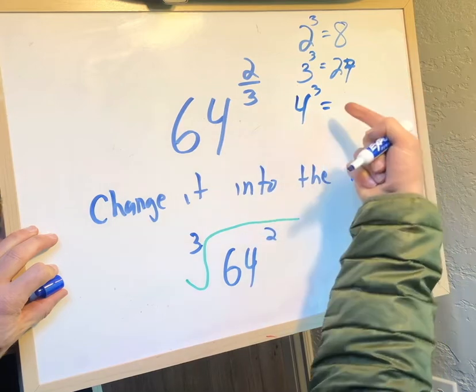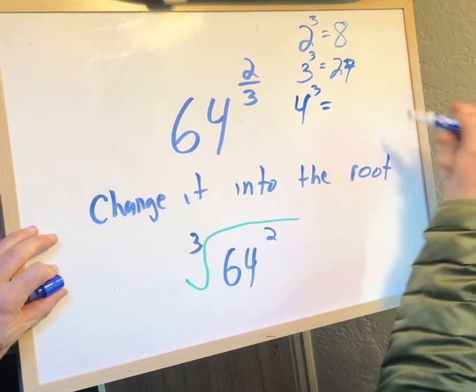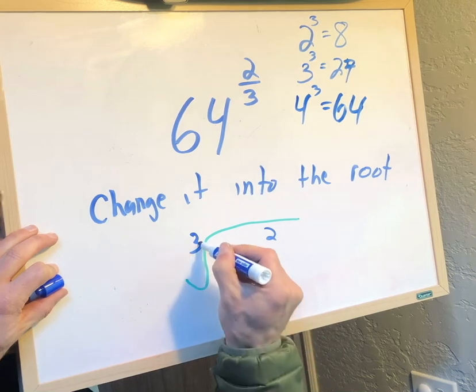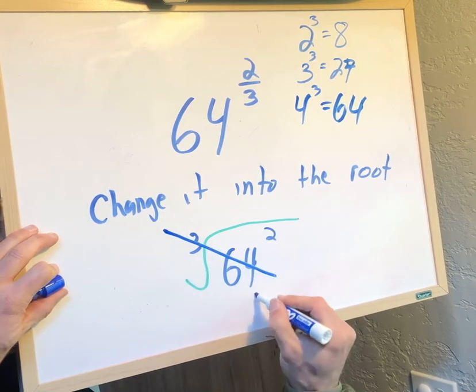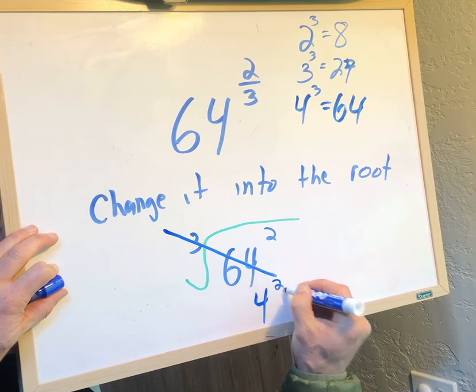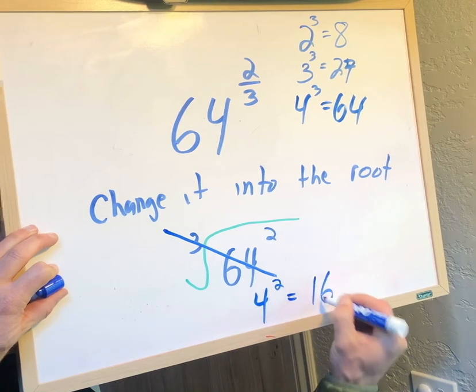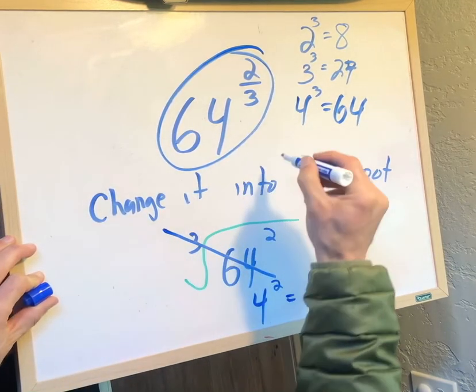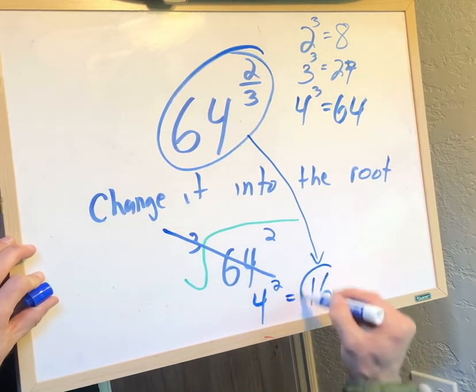4 times 4 is 16. 16 times 4 is 64. So look, the cube root of 64 is 4, but then you square it, which is equal to 16. So if you were to plug 64 to the 2/3 in your calculator, you would get an answer of 16.